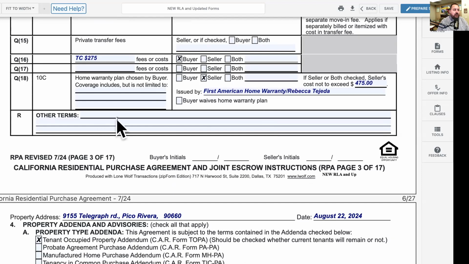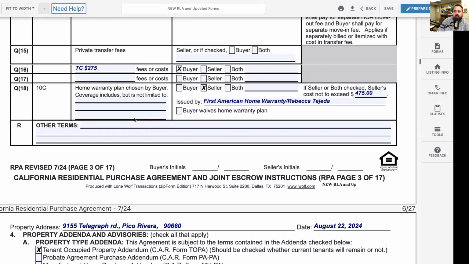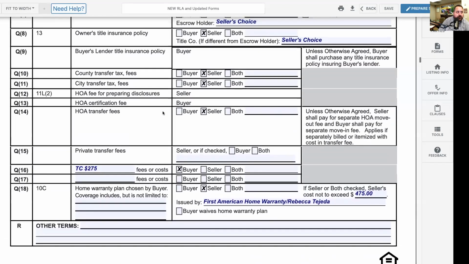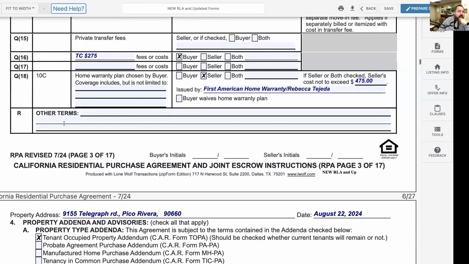Other terms could be anything like subject to interior inspection. Well, before I do this, any questions about these costs that we went through? Because I went through all of them. Does anybody have any questions about that? Okay, other terms. I know there's some confusion about subject to interior inspection. Oh, Jasmine has a question. Go ahead, Jasmine.